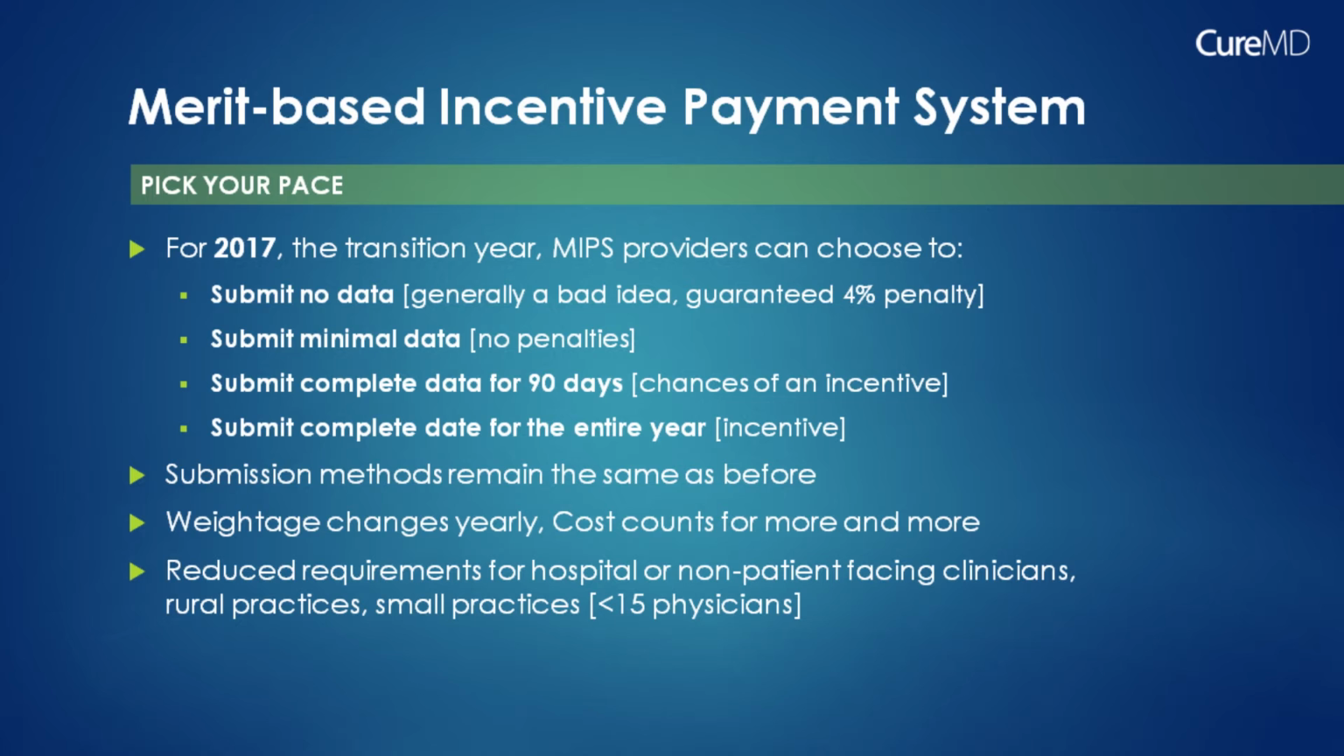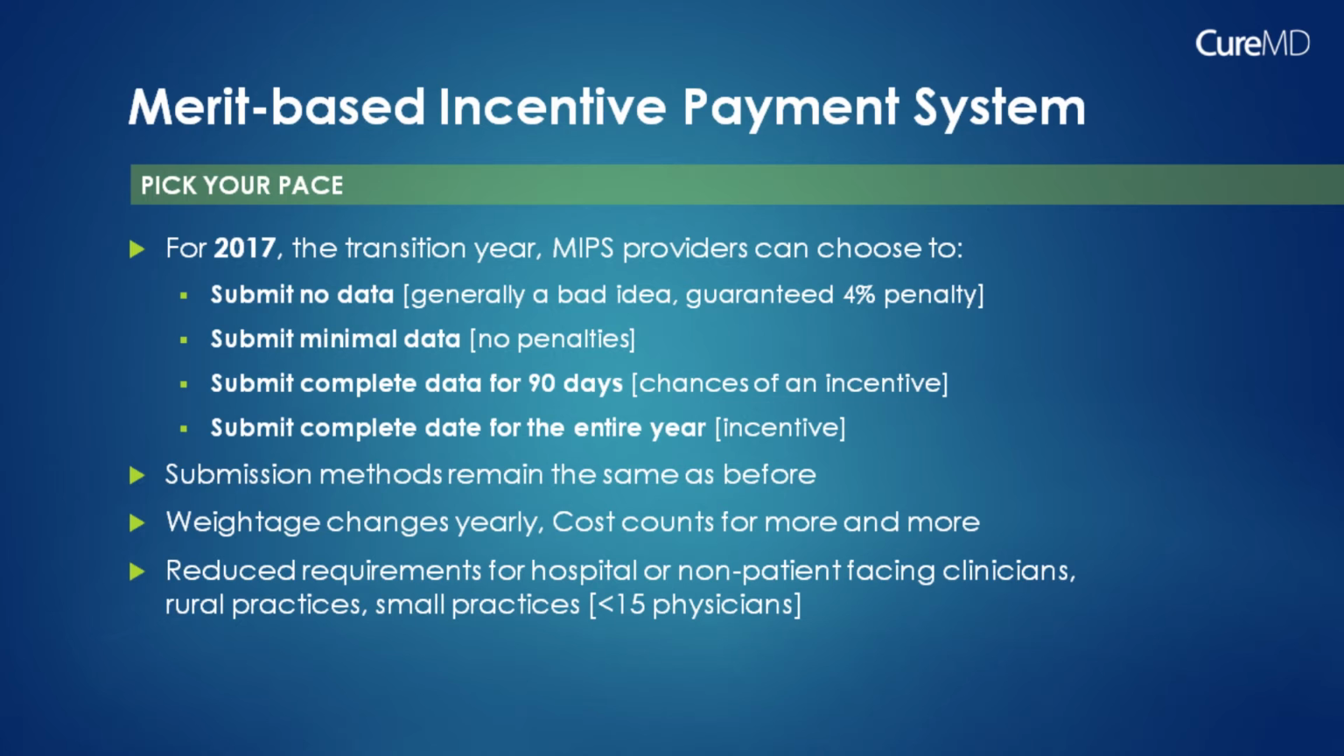So this was called the pick your own pace option, and practices can choose to submit no data. And we're saying that's a bad idea, and we're going to explain why, but that's going to cause a 4% penalty when you start receiving payments in 2019. Or you submit minimal data. That means you report at least information on one measure in PQRS. So it's very, very basic requirements just to prepare you or get you in the flow of submitting this information. And that will result in you getting no penalties at all, but no bonuses either.